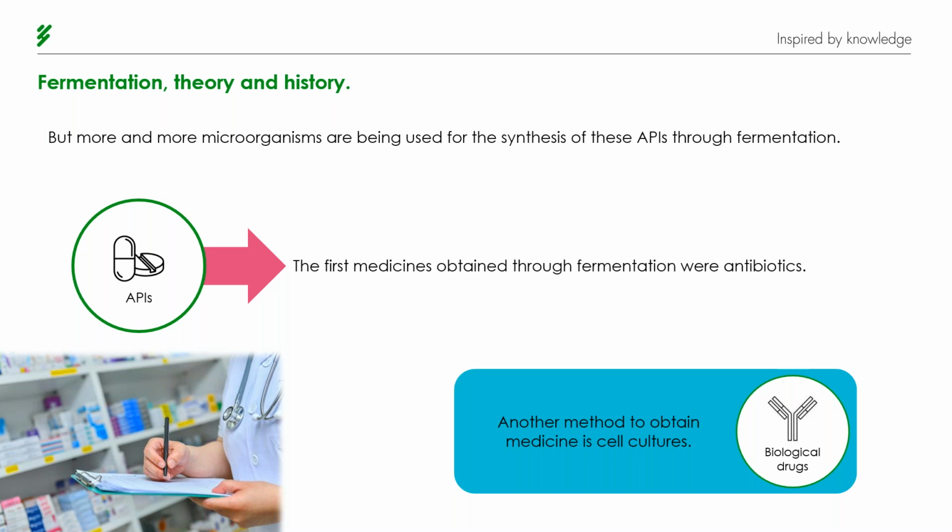The options of synthesizing APIs through fermentation have been increasing thanks to the advancement of molecular biology, which allows us to understand different metabolic pathways, and the evolution of genetics, giving us the possibility of creating a genetically modified microorganism, a GMO, and then you can manufacture a specific molecule, the API you are looking for.